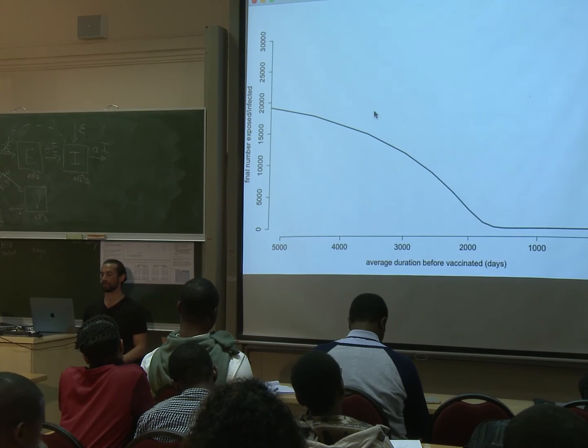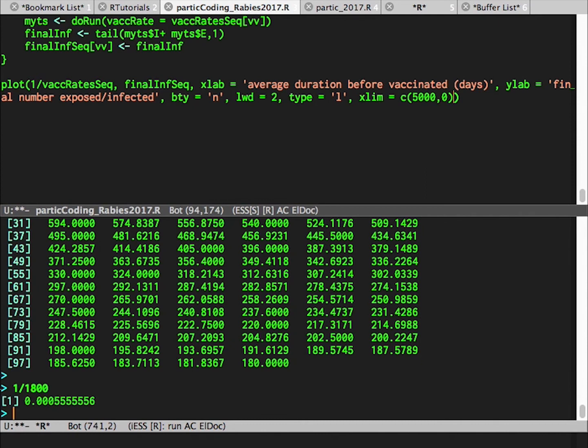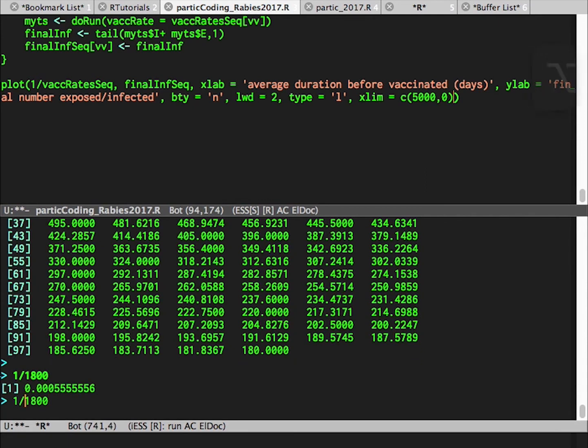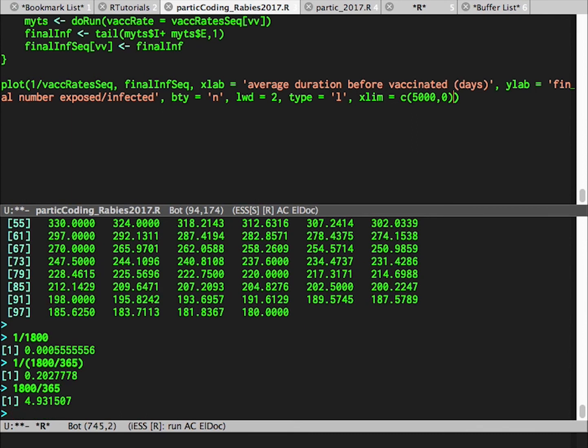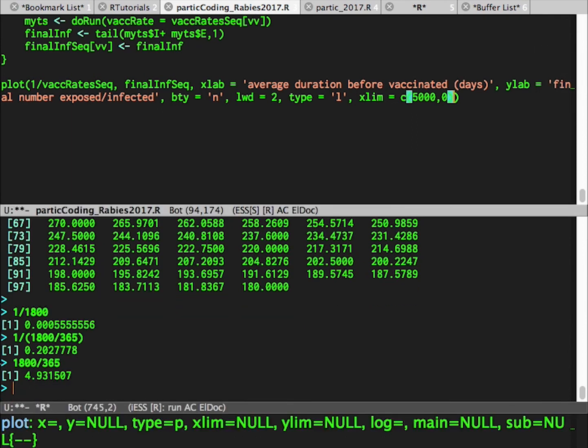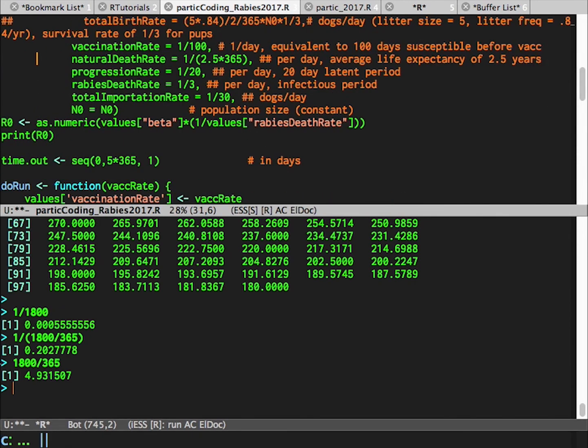1 in every, let's see, what is 1 divided by 1,800? All these inverses are confusing. So we have 1,800 days divided by 365. So every 5 years, like we said, the dog's life expectancy was 2.5 years. And so somehow, by vaccinating dogs on average every 5 years, we're eliminating it. So something does seem off.